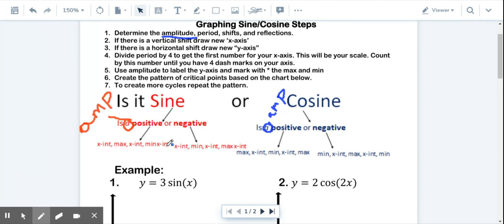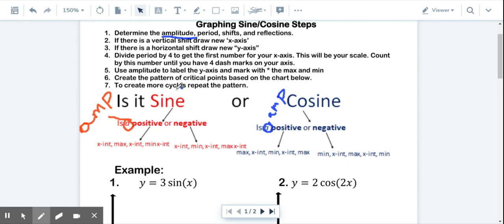So x-intercept, maximum, x-intercept, minimum, x-intercept. This is not going to make sense until I show you on the graph. If it's negative, it follows this pattern. If it's cosine and A is positive, it follows that pattern. If it's negative, it follows that pattern. You'll notice there are 5 critical points in each pattern. So you create the pattern of critical points based on the chart below. It should be 5 critical points that you're plotting.